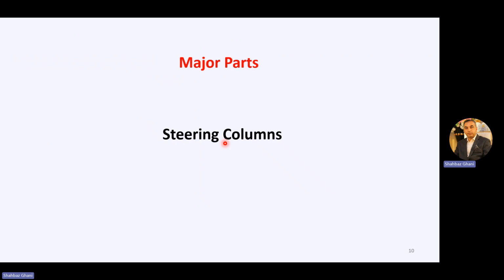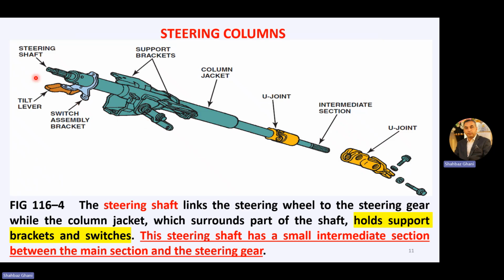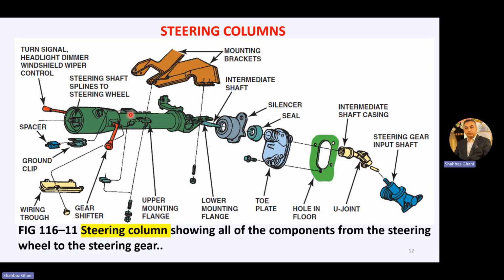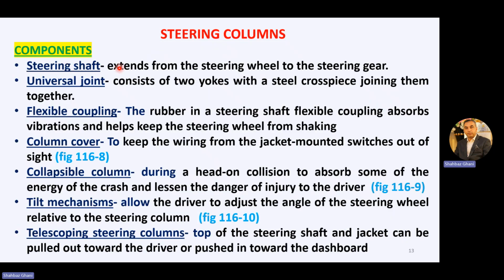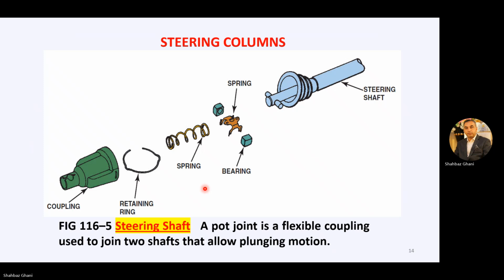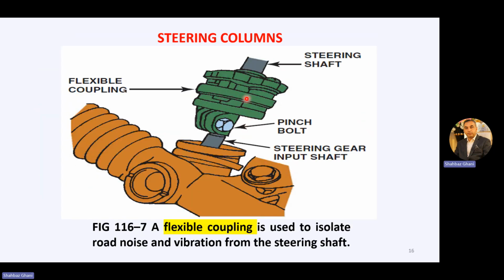Then we have a steering column. The steering column is the second part, which is connected with your steering wheel. Then we have the steering shaft along with its column, the U joints, and it is attached to the steering gearbox. So, a detailed view of the steering column. The components of the steering column are the steering shaft, universal joint, flexible coupling, column cover, collapsible column, tilt mechanism, and telescopic steering column. These are the major parts of the steering column. Now this is the flexible coupling, which is attached to the steering gear input shaft.